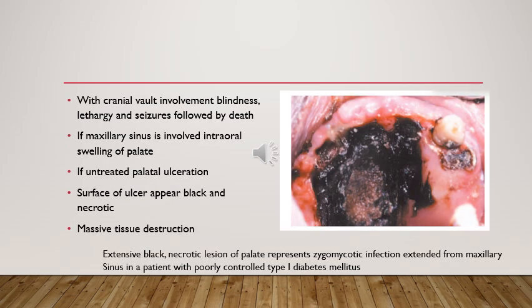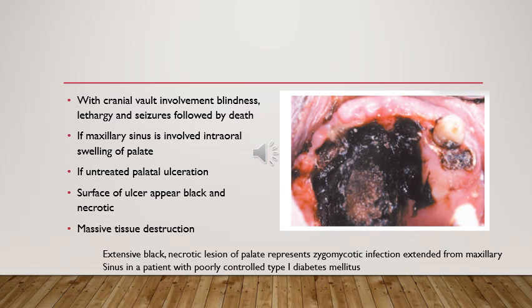You can see here in this particular picture how extensive the growth is. It does not occur as a normal ulceration, but rather the ulceration is much more rapidly spreading, and unlike other ulcers, the area becomes completely blackish in color due to necrosis. When the cranial vault is getting involved, it is capable of spreading into the eyes and causing blindness. And when it invades the cerebrum, it is capable of causing lethargy and seizures, which is ultimately followed by death.